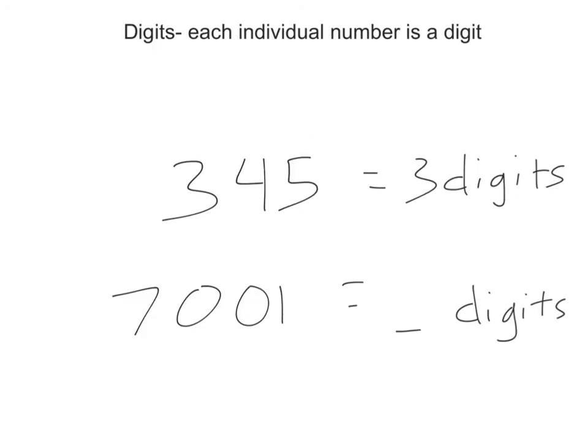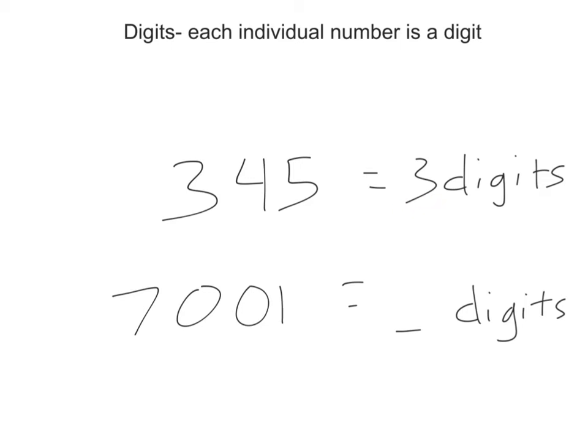The second piece, still from lesson 3, is the concept of digits. The piece that a lot of fourth graders stumble on is that each individual number in a larger number is a digit. So in the number 345, there's a 3, which is an individual digit, 4 is an individual digit, and 5 is an individual digit, which makes a total of 3 digits.